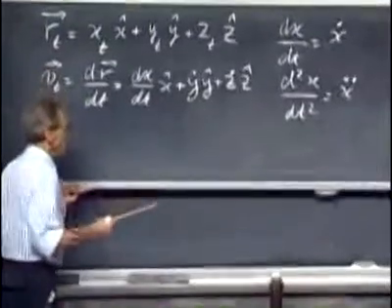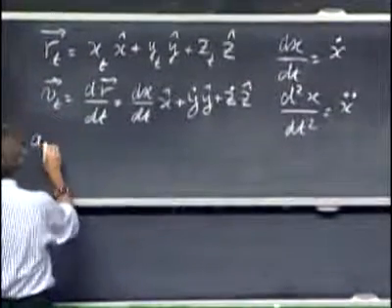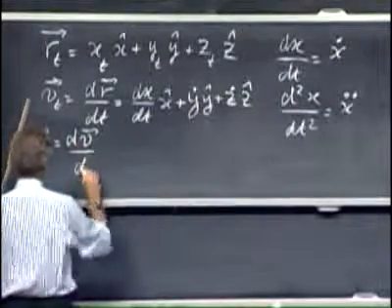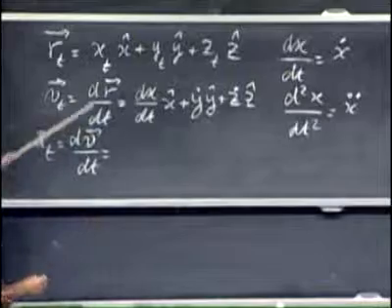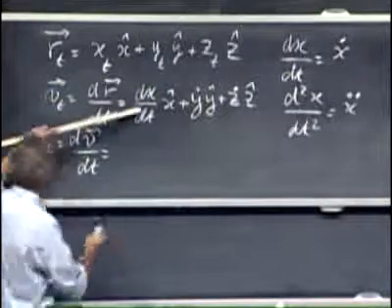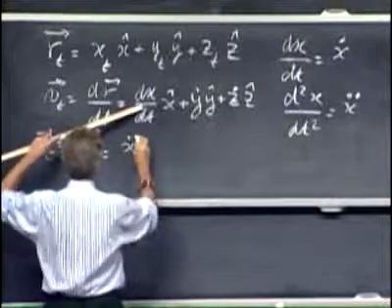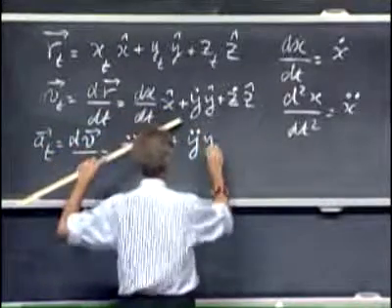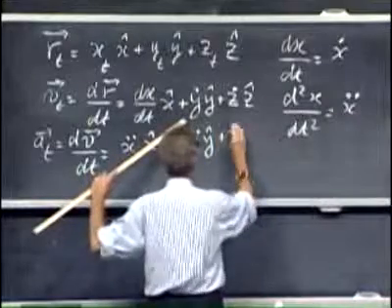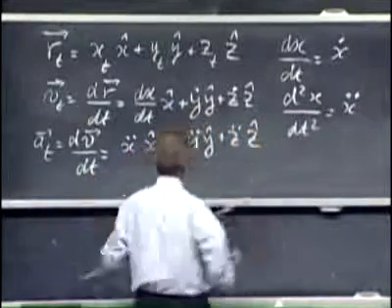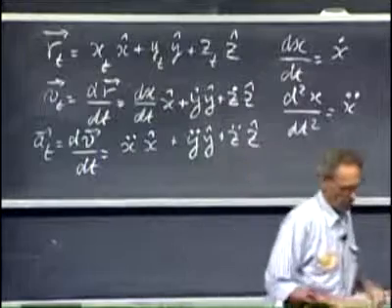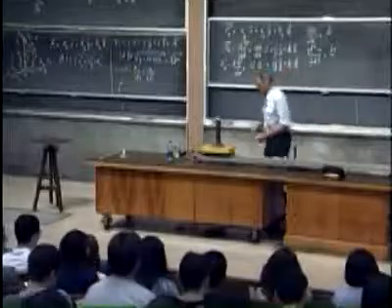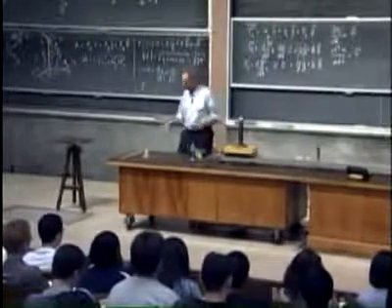What is the acceleration as a function of time? Well, the acceleration as a function of time equals dv dt. So that's the second derivative of x versus time. And so that becomes x double dot times x roof plus y double dot times y roof plus z double dot times z roof. And look what we have now accomplished. It looks like minor, but it's going to be big later on.